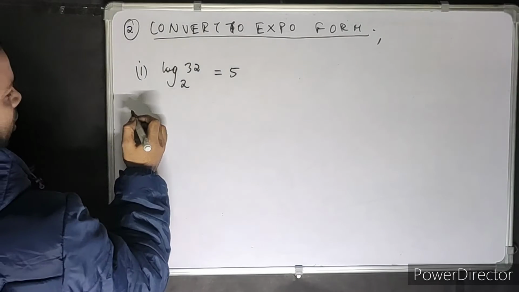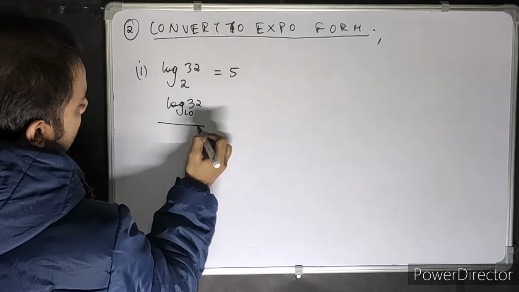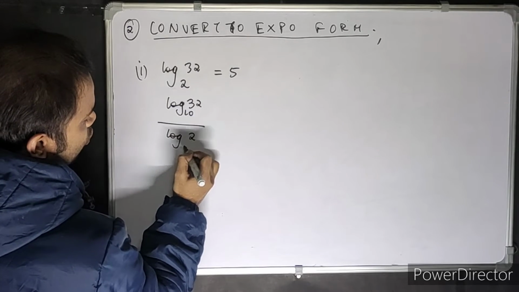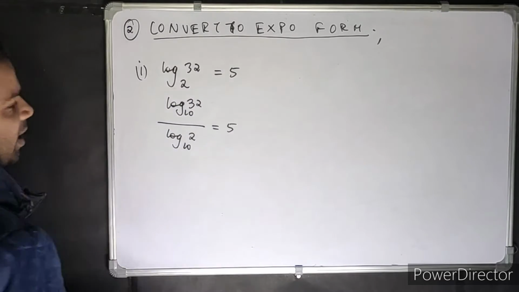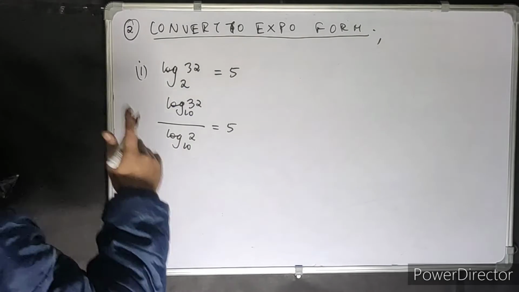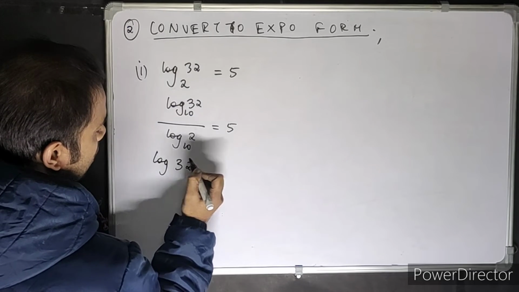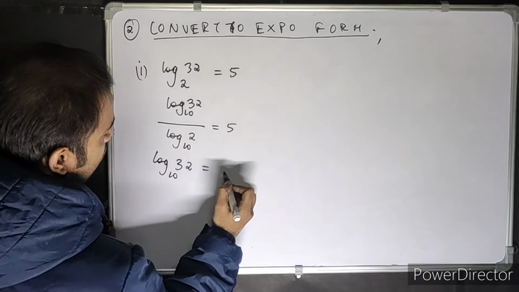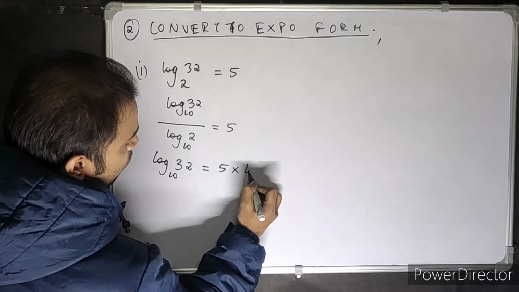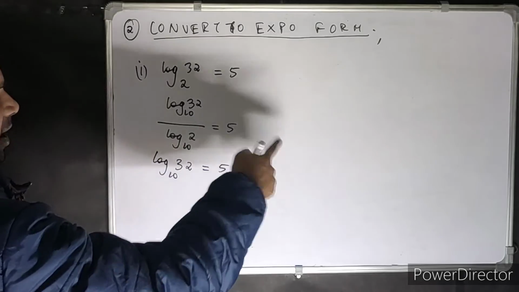Now what can you do? Look very carefully. Log 32 base 10 divided by log 2 base 10 is equal to 5. I have changed it. I can put one base for each and divide them. Take this that side. So log 32 base 10 is equal to 5 into log 2 base 10. Now what happens? This 5 goes up.